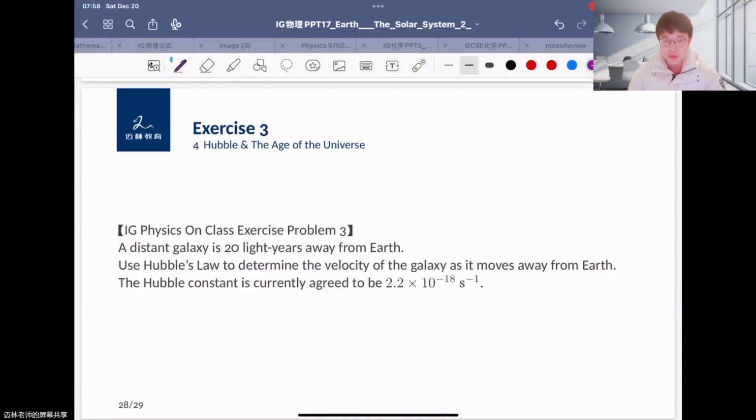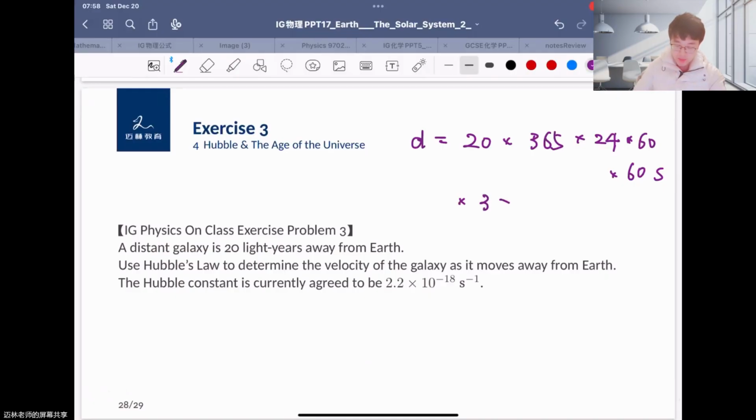In this problem, a distant galaxy is 20 light years from the Earth. So 20 light years means the distance equals the distance light travels in 20 years. In each year we have 365 days, each day we have 24 hours, each hour we have 60 minutes, and each minute we have 60 seconds. This gives the total time in seconds, and we have to multiply by the speed of light, 3 times 10^8 meters per second. That is the velocity, and this gives the distance.